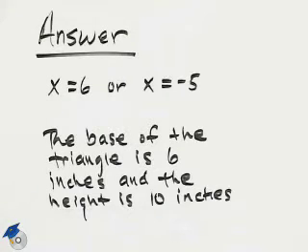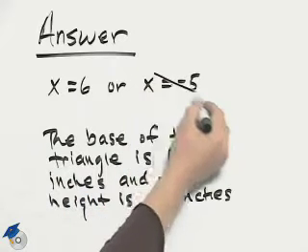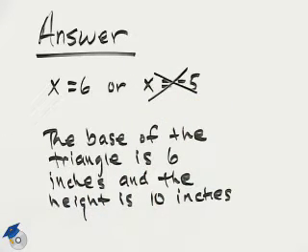The third step to this problem is to answer the question. We got x equals 6 or x equals -5, and remember that x represented the base of the triangle. So therefore, the length of something cannot be a negative, so we know that x has to equal 6. So the answer to the problem is the base of the triangle is 6 inches and the height is 10 inches.